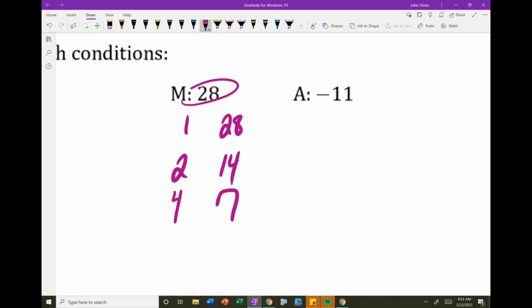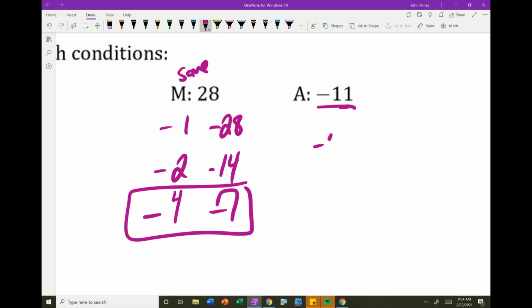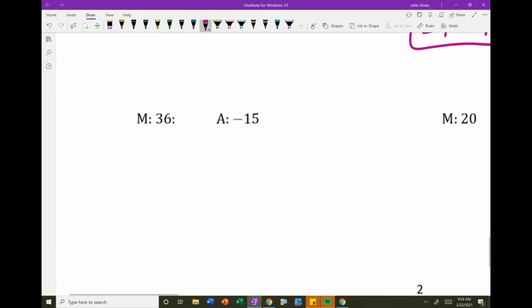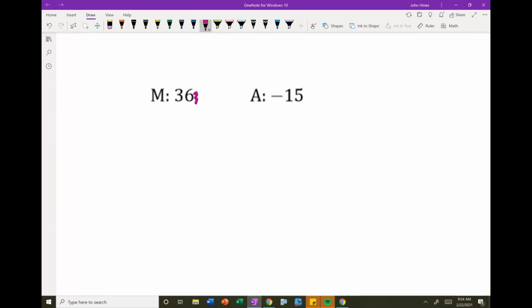But I'm multiplying to a positive number, so that tells me same sign. They're both positive or they're both negative. I don't know which one. Oh, they're both negative because they are adding to negative 11. So who gets me to negative 11 here? Well, last time I checked, negative 4 and negative 7 make negative 11. So when you multiply to a positive number, they have the same sign.